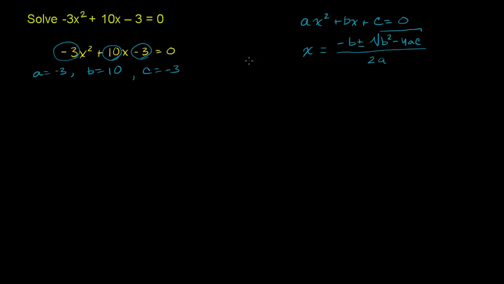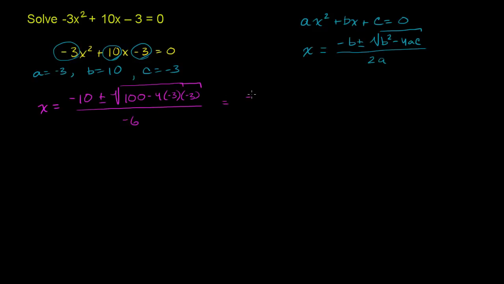So applying the quadratic formula right here, we get our solutions to be x is equal to negative b. B is 10, so negative b is negative 10, plus or minus the square root of b squared. B is 10, so b squared is 100, minus 4 times a times c. So minus 4 times negative 3 times negative 3. All of that's under the radical sign. And then all of that is over 2a. So 2 times a is negative 6.